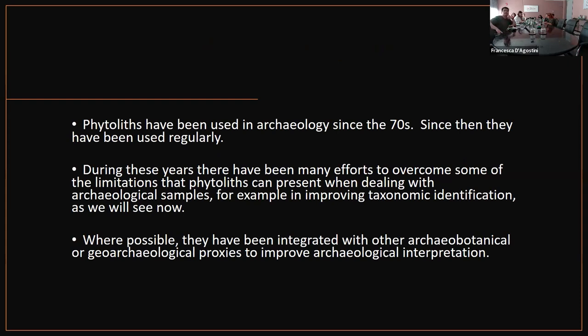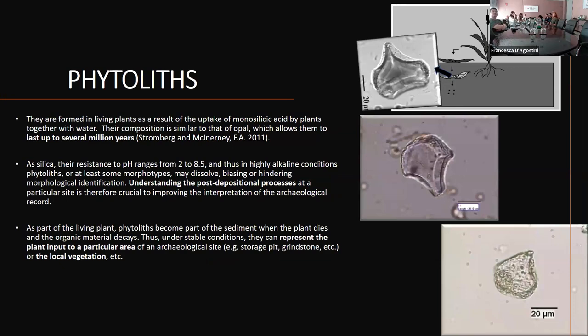I guess you all know, phytoliths have been used in archaeology more or less since the 70s in a very regular way. Of course, phytoliths are not the perfect tool, and they have many limitations that we need to overcome when studying archaeology. So what many researchers have been doing in the last years is trying to overcome some of these limitations, for example, improving taxonomic identification, which I think is the most obvious for us. Where possible, they have been integrated with other archaeobotanical or geographical proxies to improve archaeological interpretation.